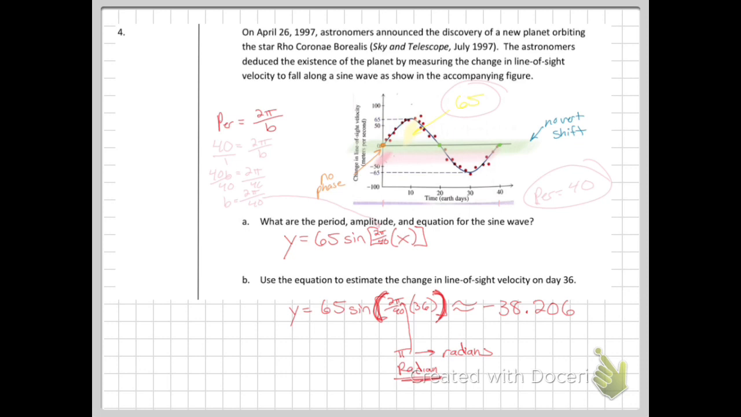But once you've done that and you've gotten the answer, change it back to degrees. More often, we need your calculator in degree mode. Before you turn this video off, change your calculator back to degrees. Okay, we will talk about this more in class.